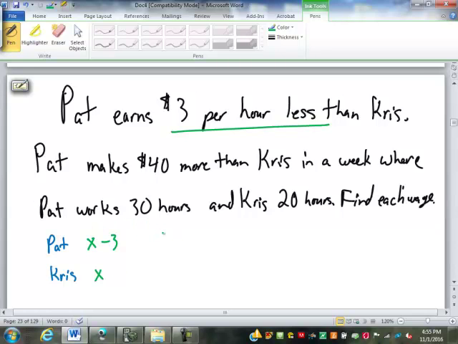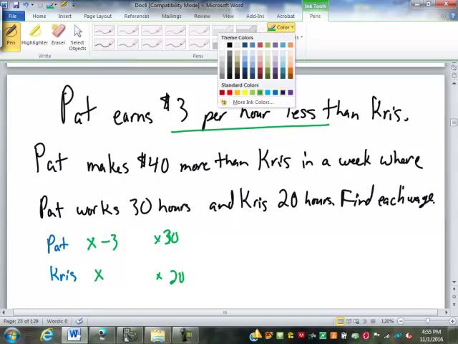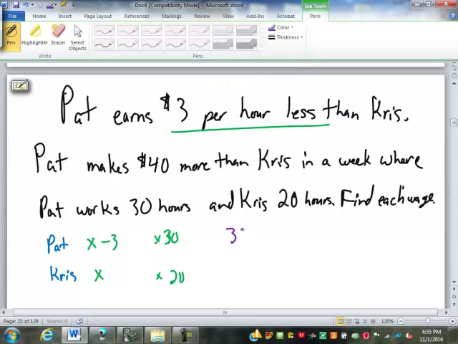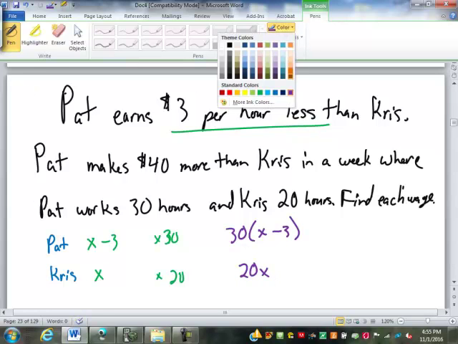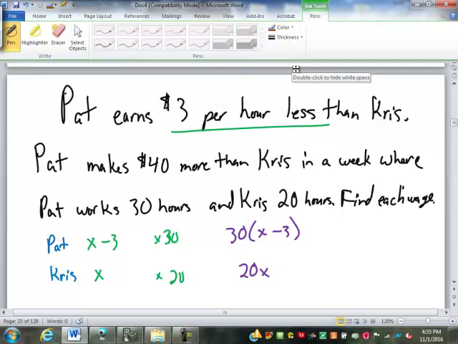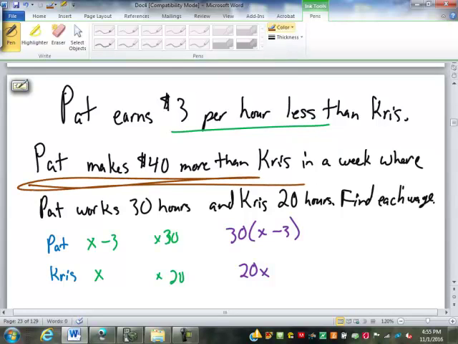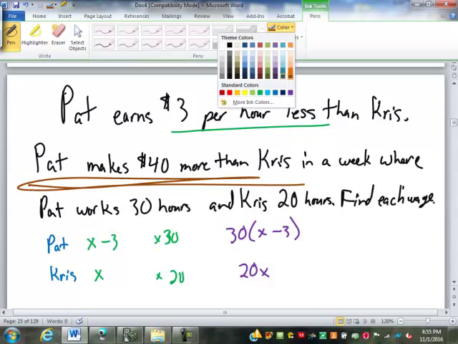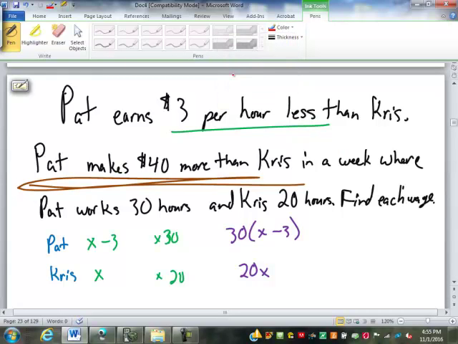Pat worked 30 hours. Chris worked 20 hours. So that means their total pay, for Pat's, is going to be hours times wage, so 30 times X minus 3. For Chris, it's going to be 20 times X. How do they compare to each other? Are they equal? What's the deal? Pat makes $40 more. So who do we have to add $40 to make these equal?